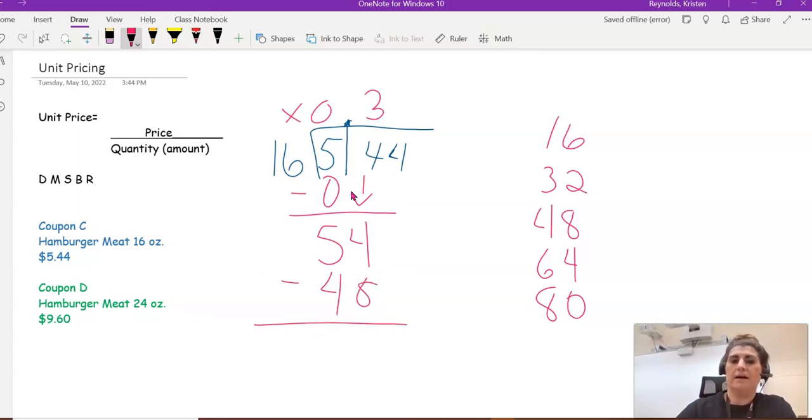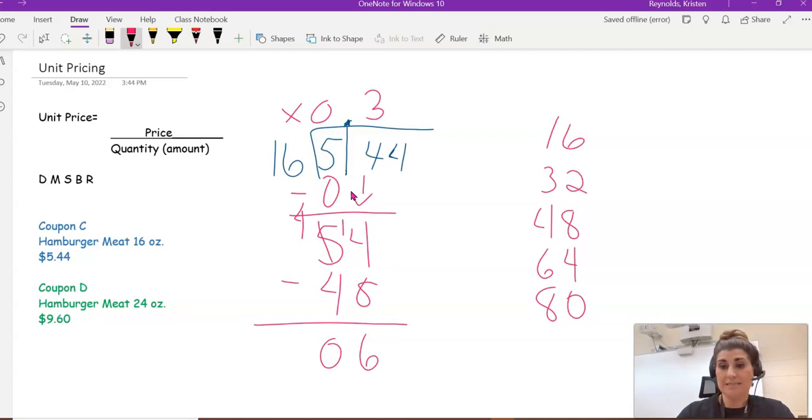And I can't take 4 from 8 if I look at my subtraction. So I need to borrow. So this 5 is going to become a 4, and this 4 is going to become 14. So 14 minus 8 gives me 6. And then 4 minus 4 is 0.